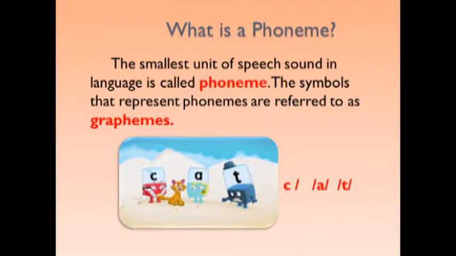Now, cat has 3 phonemes. K, a, t. Those are the 3 sounds. The word cat is spelled C-A-T. I know that you are following closely. Now, take a look at how to segment words into phonemes.